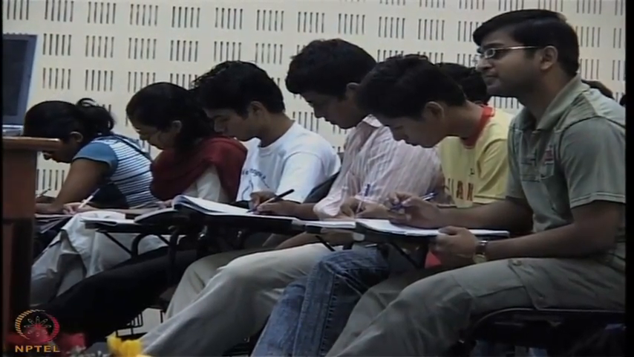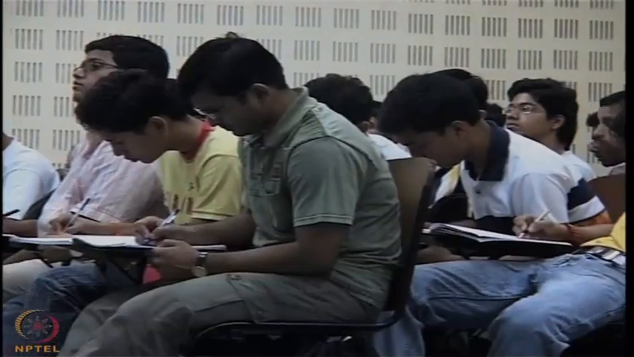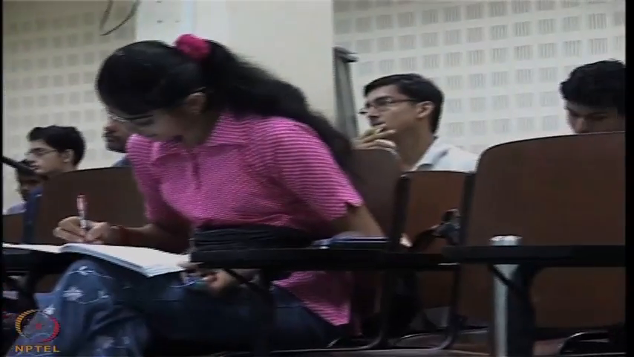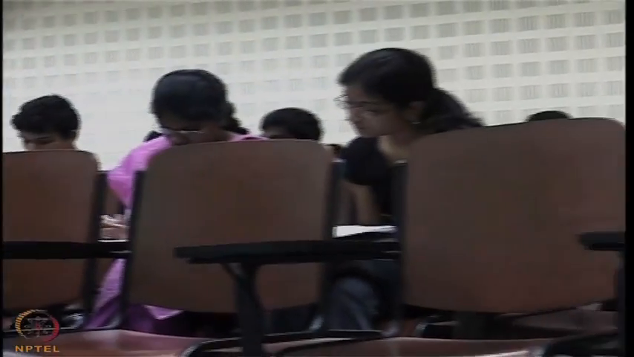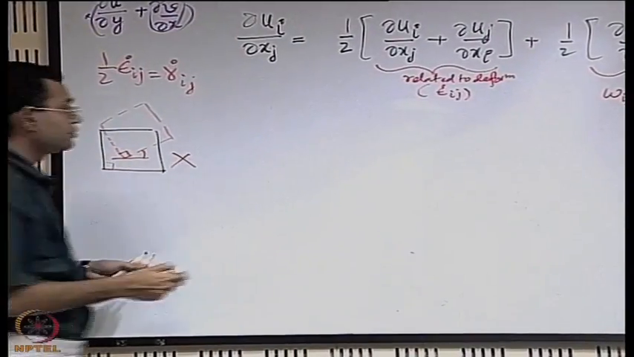Next what we will do, we will see that there are interesting quantities or parameters which are related to the angular velocity of the fluid, and based on that we will define a term called vorticity. So what is vorticity?